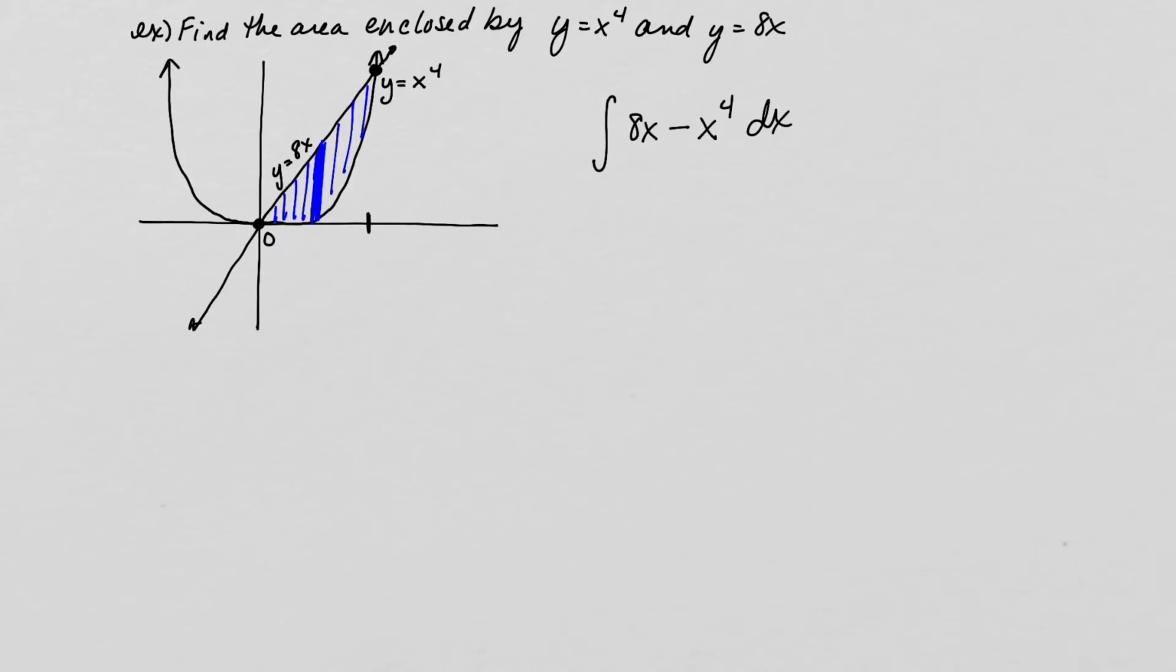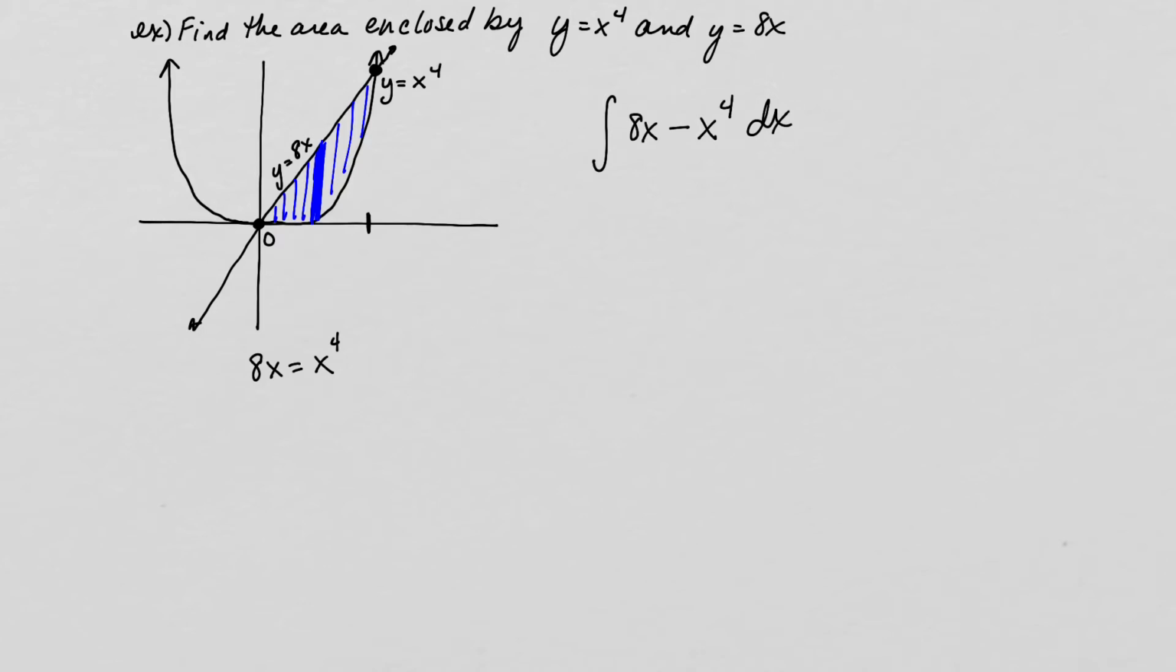So what's happening between those two functions at that point? The two functions are what? Yeah, so the two functions at these points here, at this point here and this point here, are exactly the same. So what we're going to do is set the two functions equal to each other. So we're going to set 8x equal to x to the fourth.